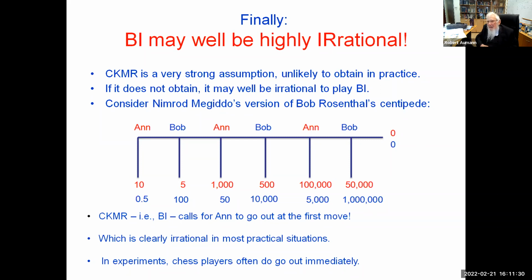I gave it very dramatic sums, but it really depends only on the ordinal. In other words, Anne gets a sum, and then if Bob goes down, she gets less, and then she gets more than the original sum on the second move. But on the third move, if Bob goes down, she gets less again, and so on and so forth. That is the epitome. That is the whole point of the Rosenthal centipede.